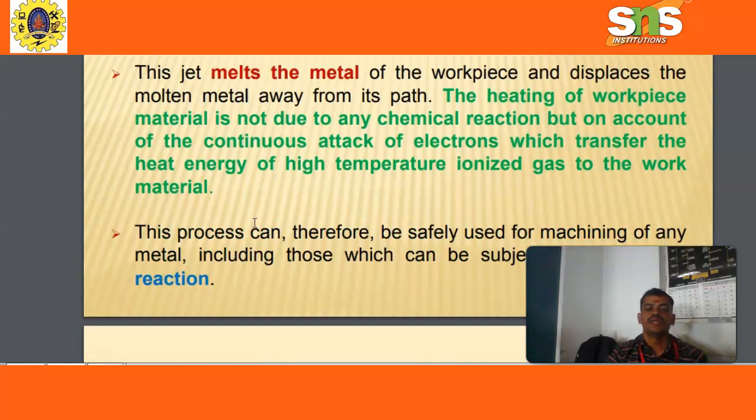This jet melts the metal of the workpiece and displaces the molten metal away from its path. The heating of the workpiece material is not due to any chemical reaction, but on account of the continuous attack of electrons, which transfer the heat energy of the high temperature ionized gas to the work material. This process can therefore be safely used for machining of any metal, including those which can be subjected to chemical reaction.